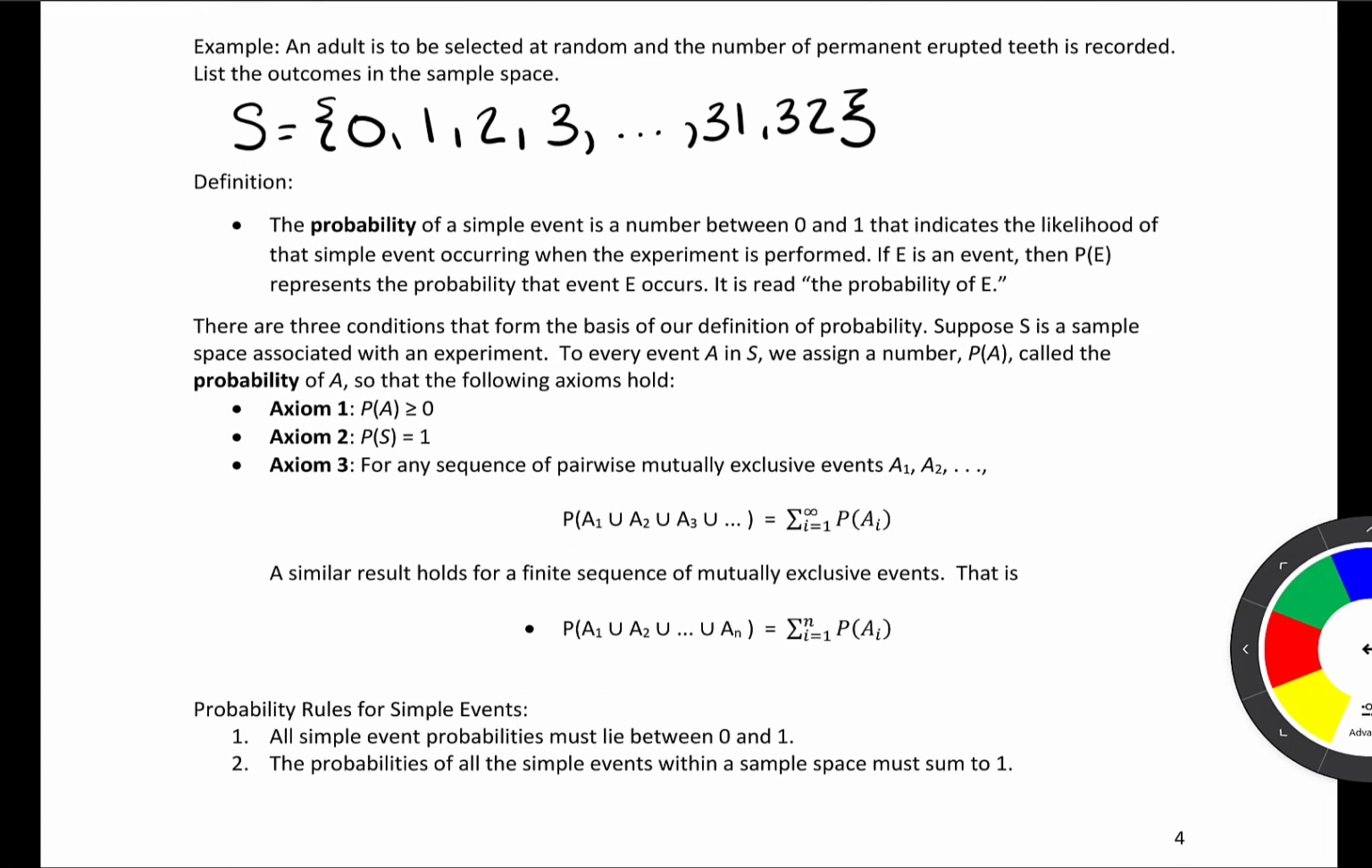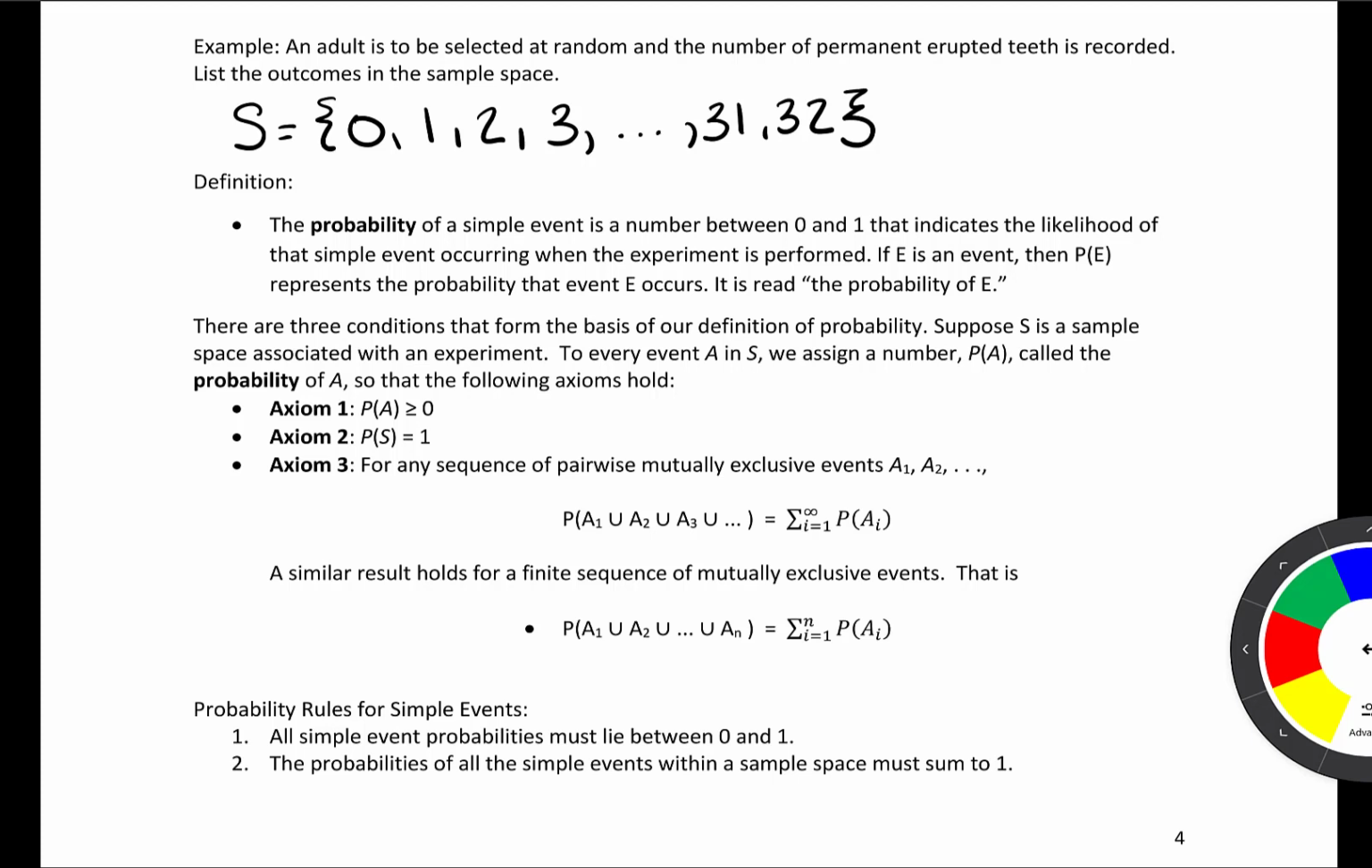The probability of a simple event is a number between 0 and 1 that indicates the likelihood of that simple event occurring when the experiment is performed. If E is an event, then P of E reads the probability of E. So again, this is some notation that is going to help us take longer sentences and compress them down.